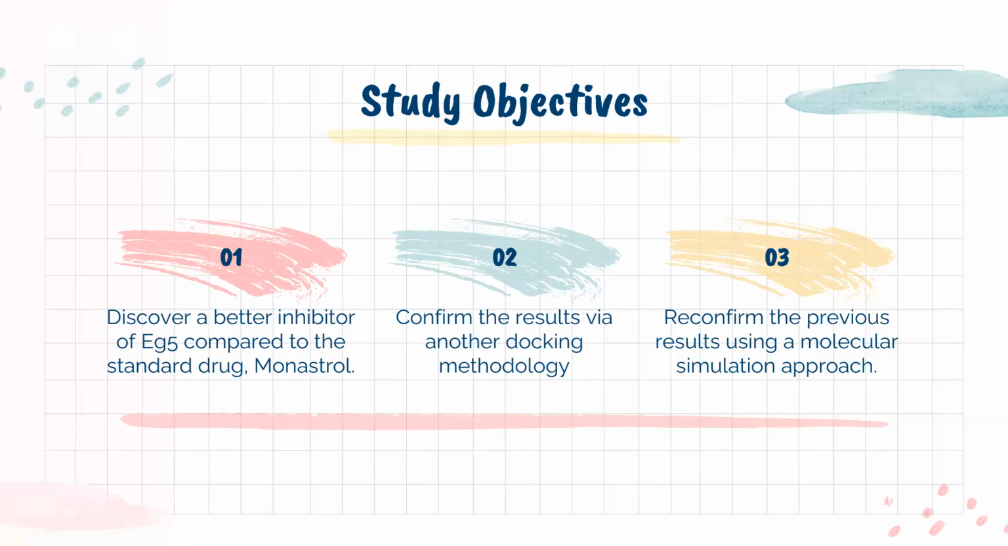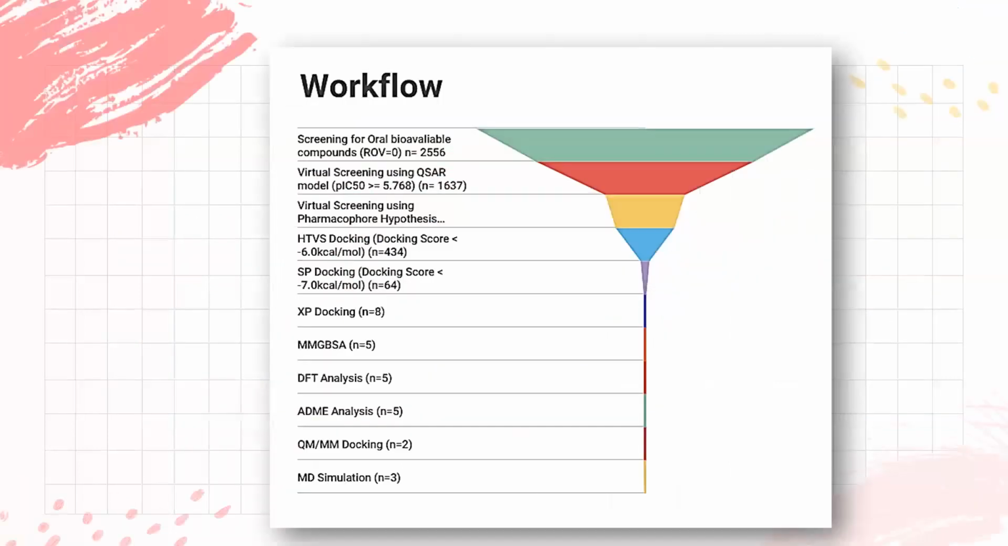Then we should reconfirm these results again using what we call molecular simulation or MD simulation. This is where we try to predict the stability of a particular drug in the active site of a protein. So that was our aim in this study, and I think we did that. So, how did we do it? I think that should be the question now.